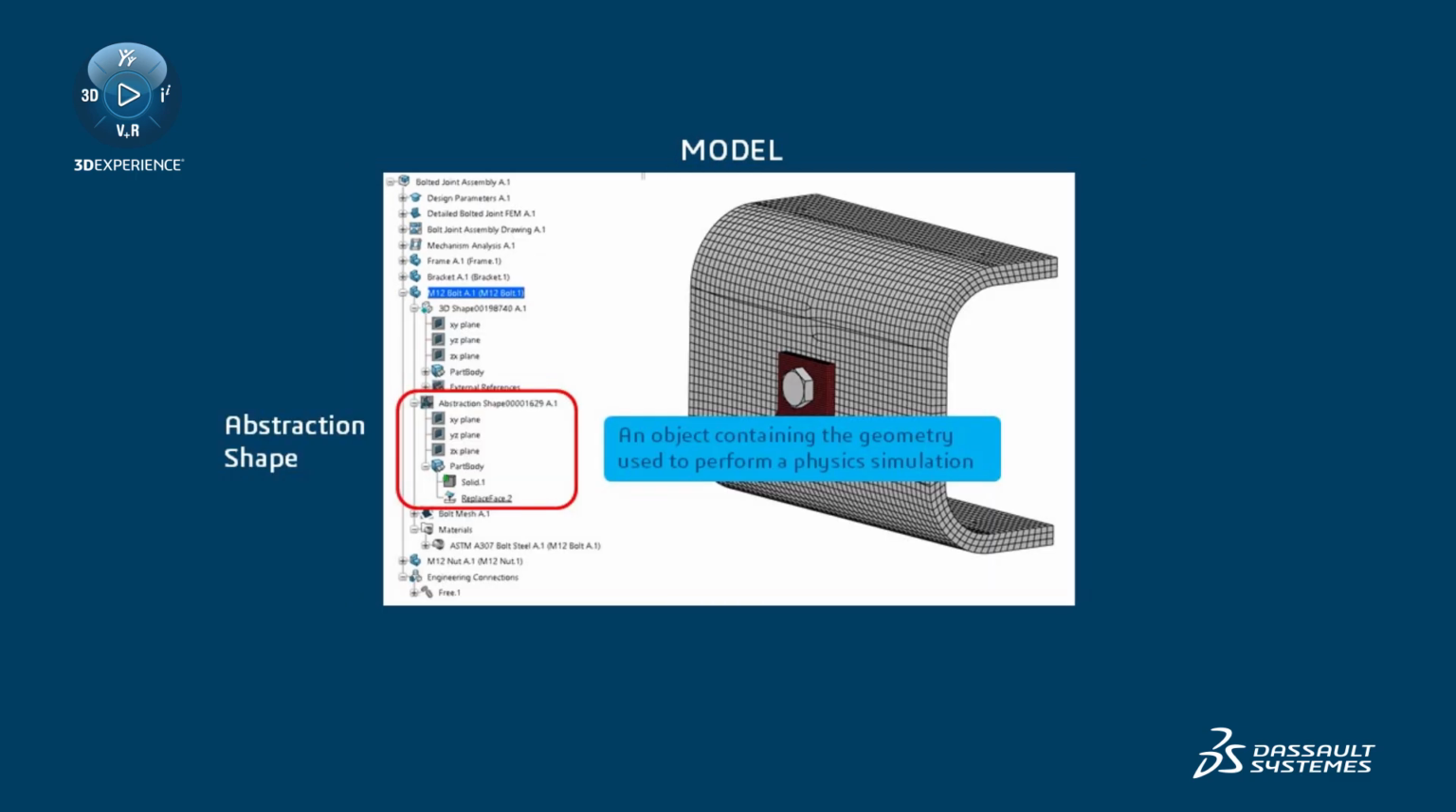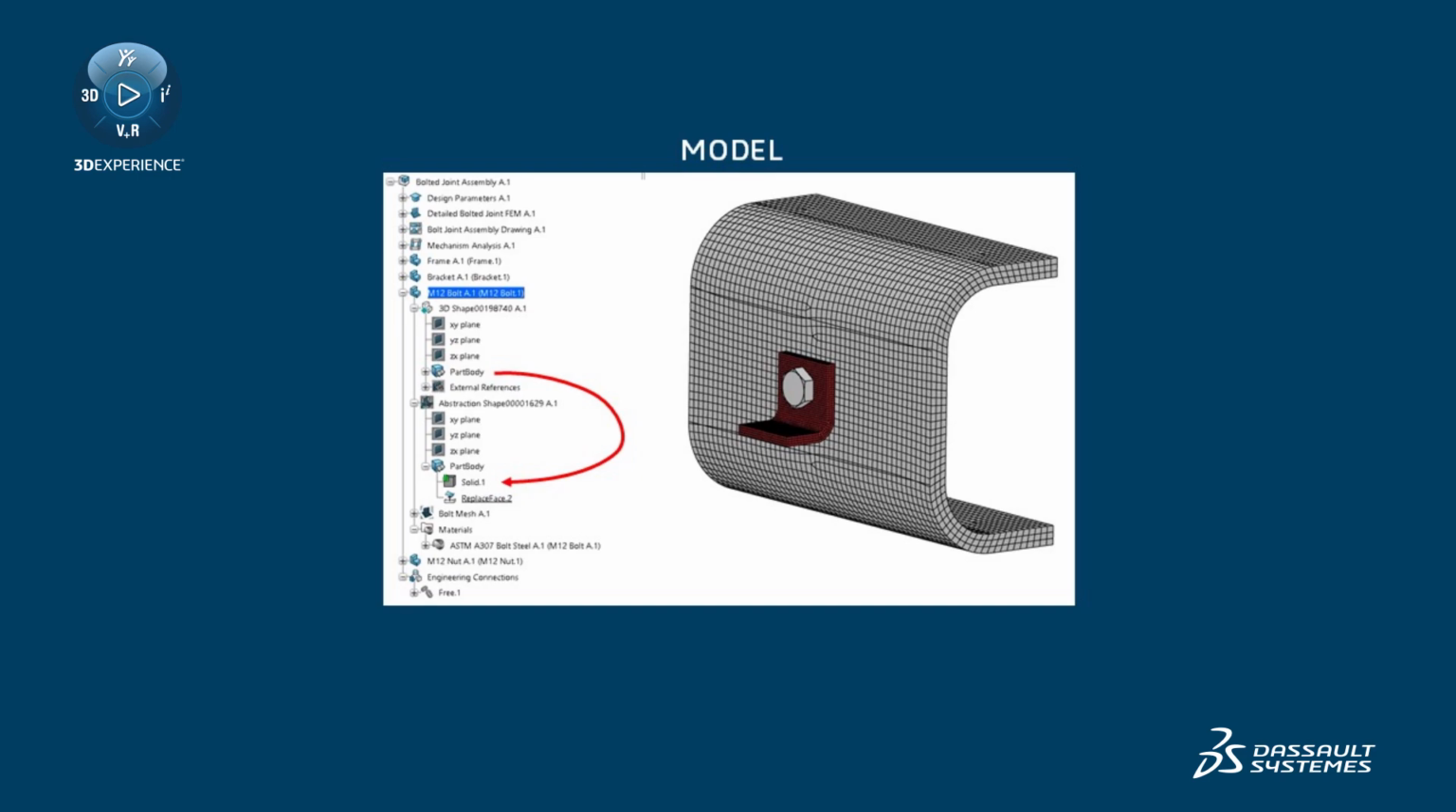The abstraction shape is an object containing the geometry used in our simulation. When we create an abstraction shape, 3DEXPERIENCE places a dependent copy of the design geometry into the abstraction shape. This allows us to modify the geometry for our simulation without affecting the design.